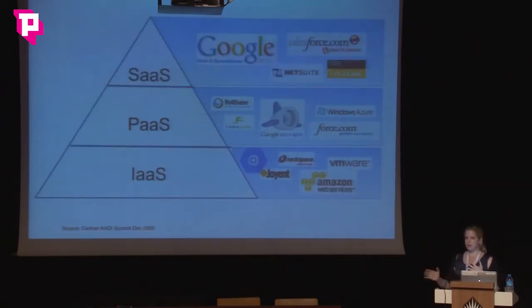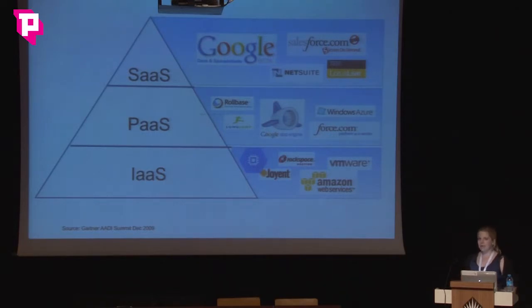So there are 3 different categories where we typically stick cloud services. We have infrastructure as a service. That's this bottom tier right here. You may have heard of Amazon Web Services. Has anybody used Amazon Web Services? Those kinds of things? Cool. We also have up here Joyent, Rackspace, VMware, and Google Compute Engine, which we'll talk about in a second.